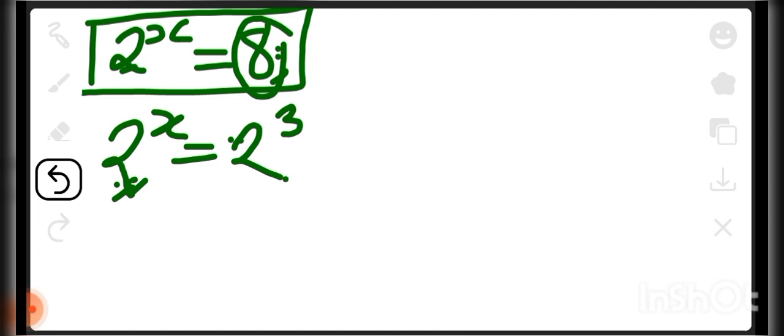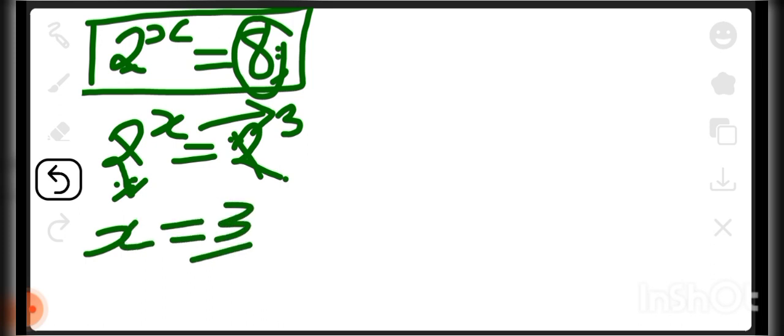So 2 raised to power 3 is 8 as well. Since these two bases are the same, you just ignore them. Then you equate the power, so that x will be equal to 3. That is the answer to that. It's as simple as that. So let's go to the next question.